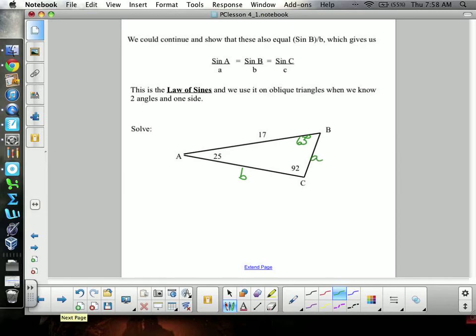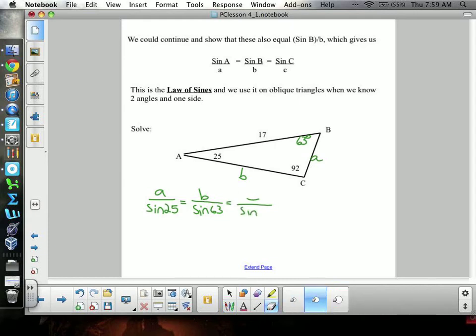and so I could set up my whole proportion. A over the sine of 25 equals B over the sine of angle B, which is 63, equals C, which is 17, excuse me, over the sine of angle C, which is 92. Now, I can't solve a proportion that has two equal signs like that directly. I have to do it in pieces.